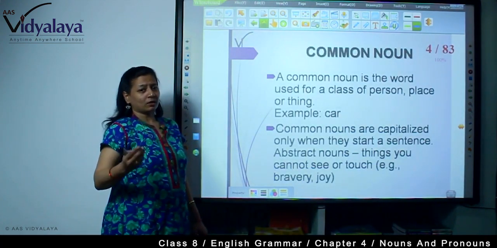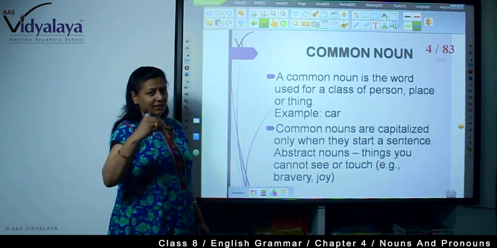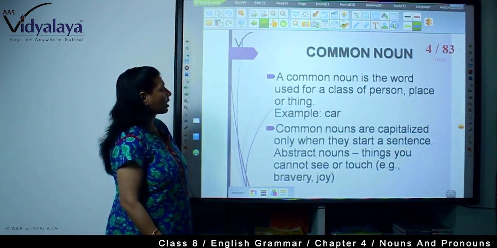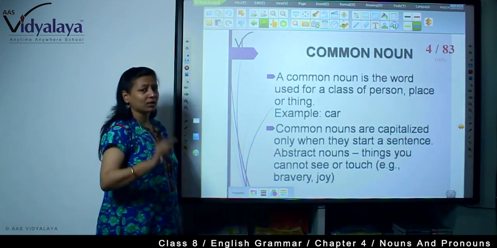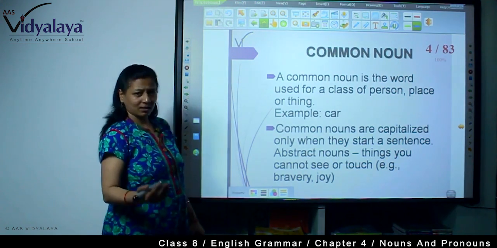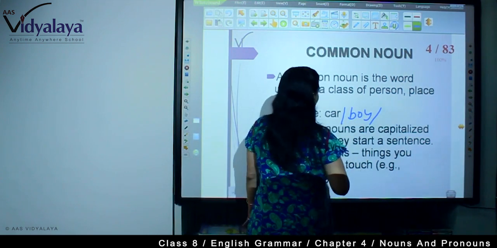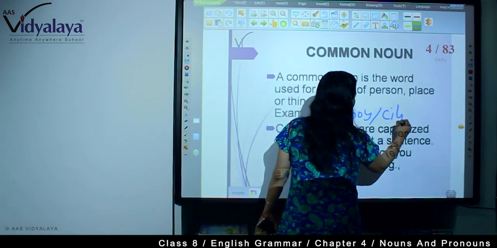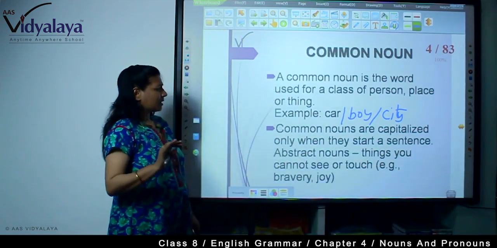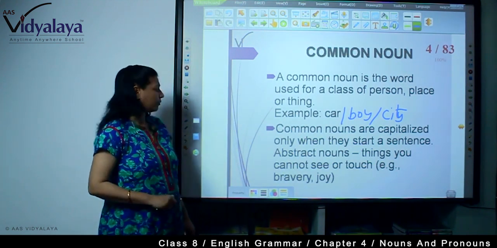Right? Now we will talk about common noun. What is common noun? As you have seen, there are different types of noun that come under common noun. What is a common noun? A common noun is the word used for a class of a person, place or thing. Example, car, boy, then city, like this. Anything that comes under common noun, right?